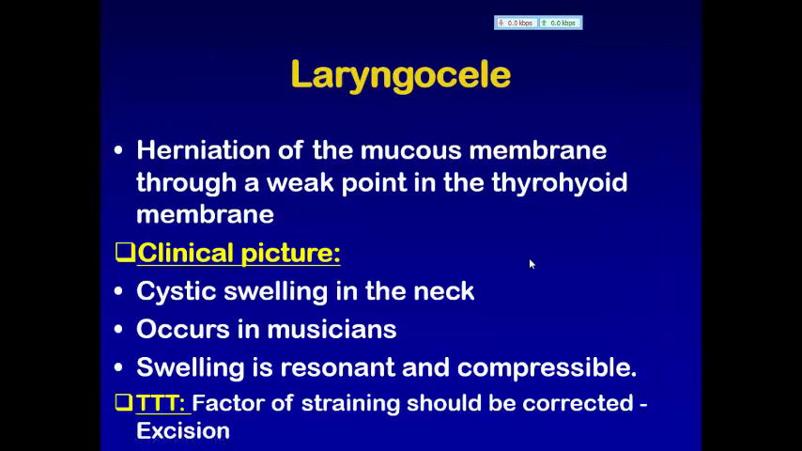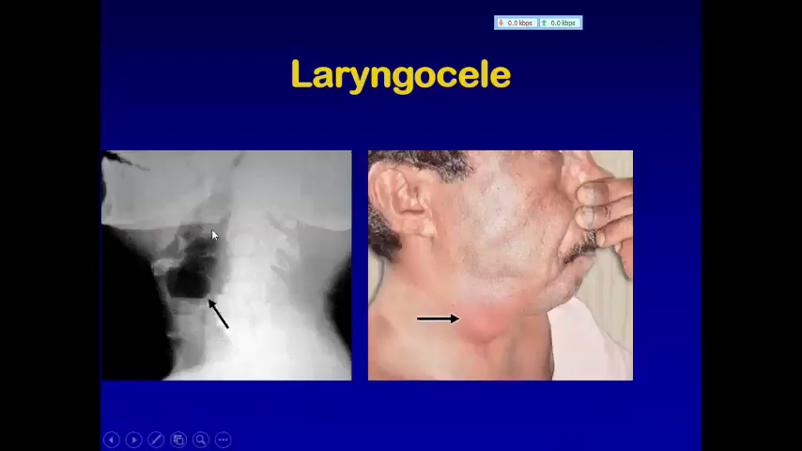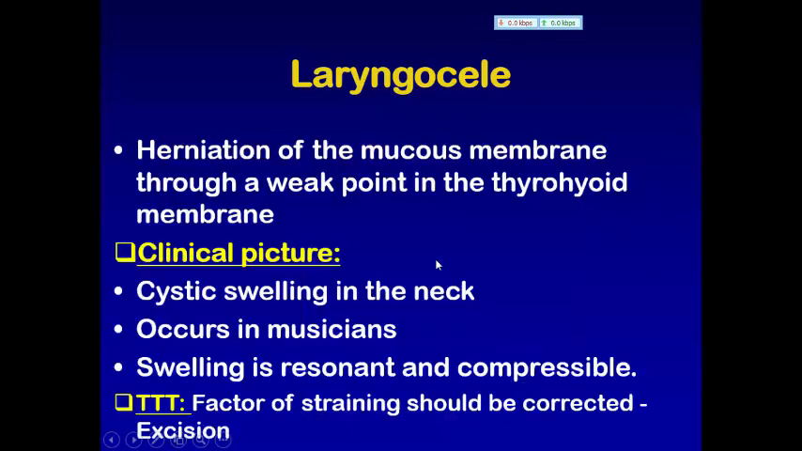Another pathology that affects the neck is laryngocele. It is herniation of the mucous membrane through a weak point in the thyroid membrane. Also, this is swelling in the neck. It is a herniation through the thyroid membrane. Herniation of a mucous membrane through a weak point in the thyroid.